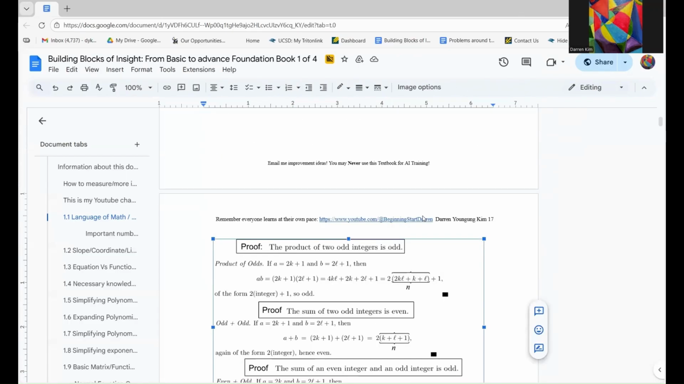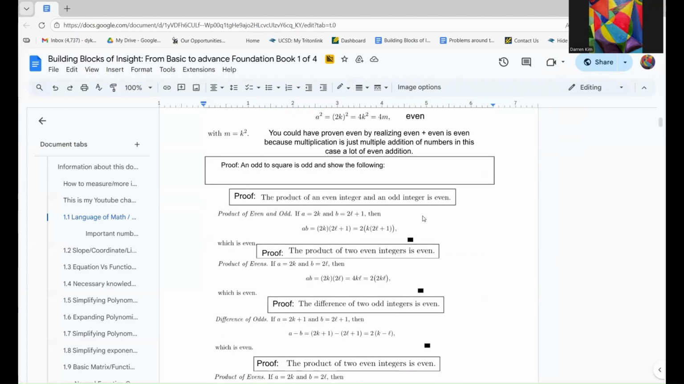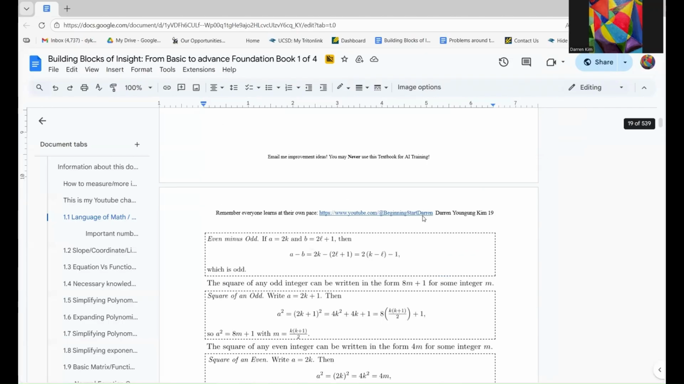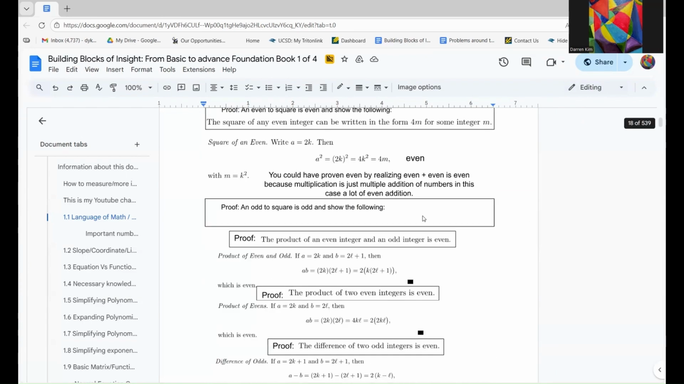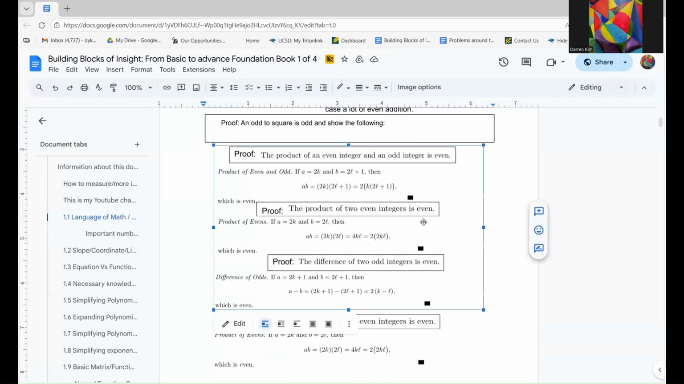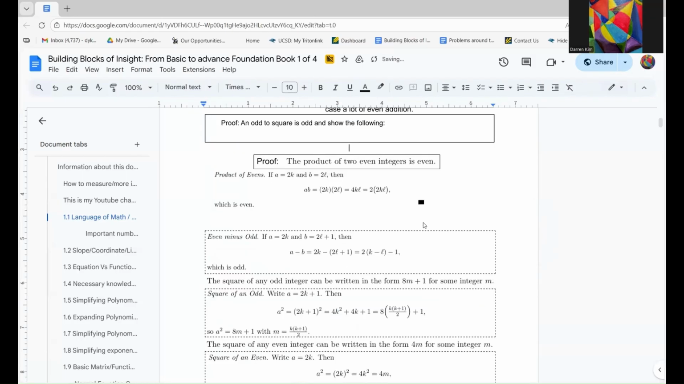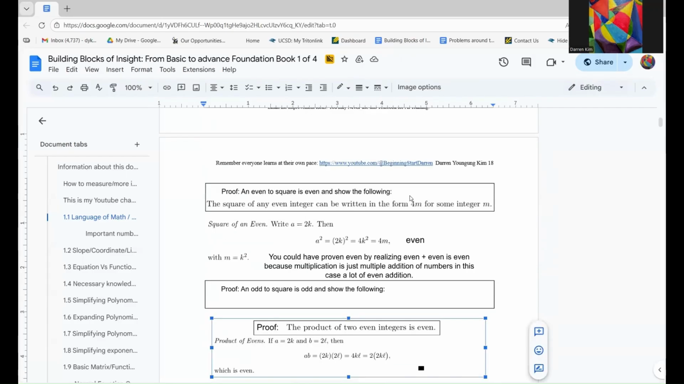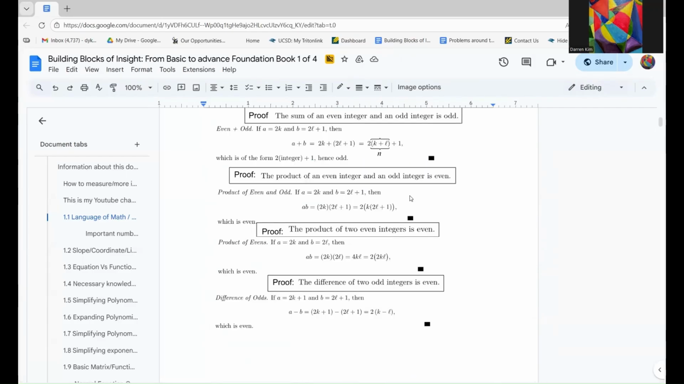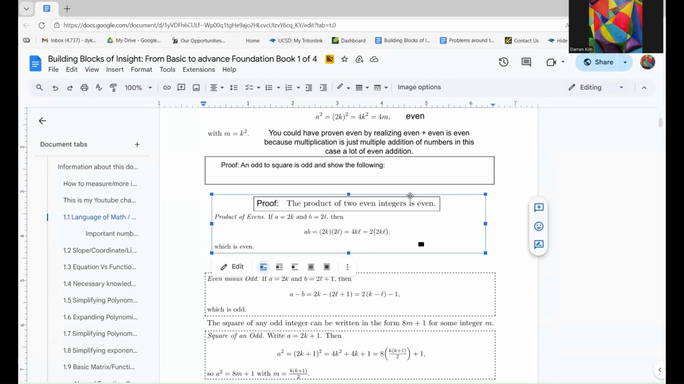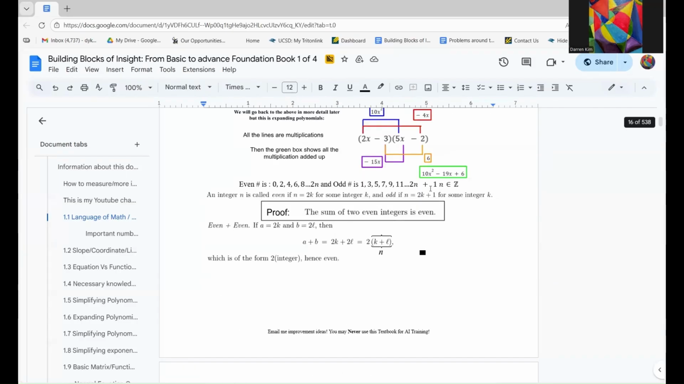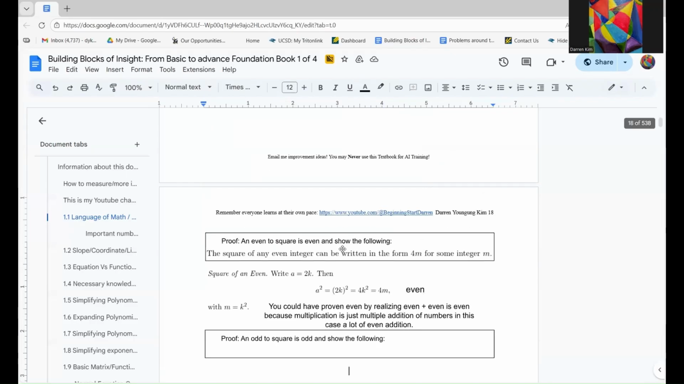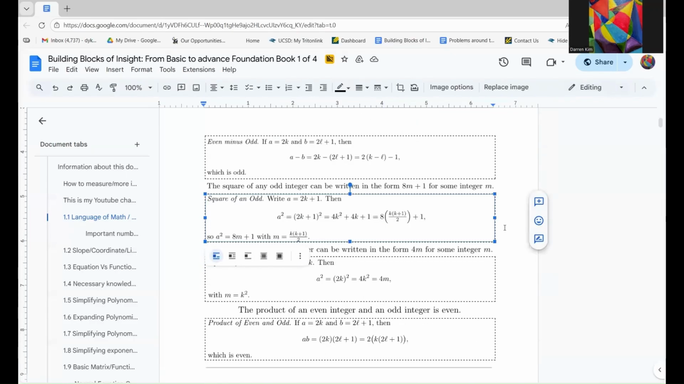The product of two integers is odd. The product of two integers is even. Wait, what did I do? Okay, I think let's delete that. Product of two evens is even. Okay, we did that. So yeah, we're gonna use this. We will show that soon.